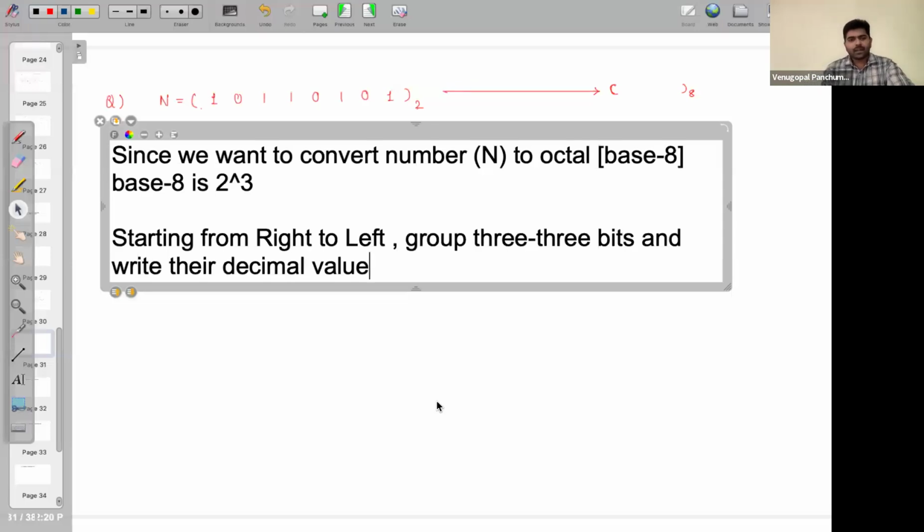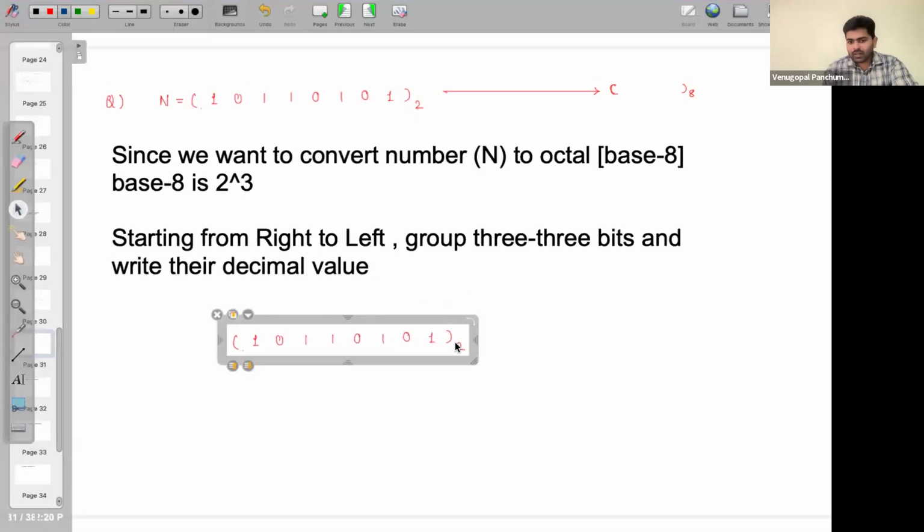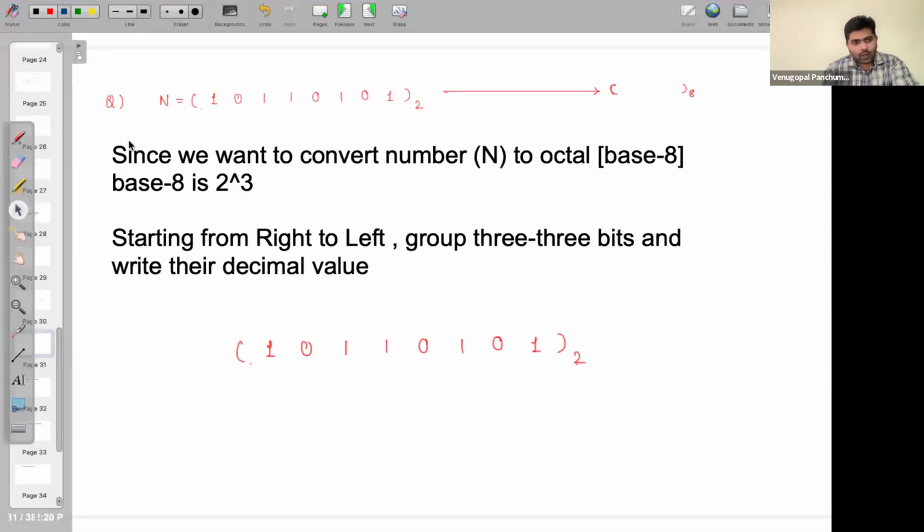So see this carefully, friends. I want to convert this number to octal. Since I want to convert this to octal, I will group the 3 bits from right to left, in this manner. If there is nothing left, you can put 0, no problem, or you can leave it, no issue. So group 3 bits.